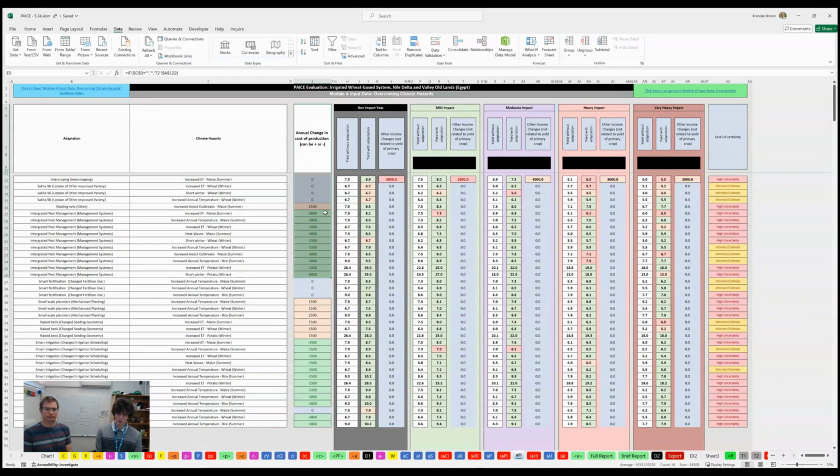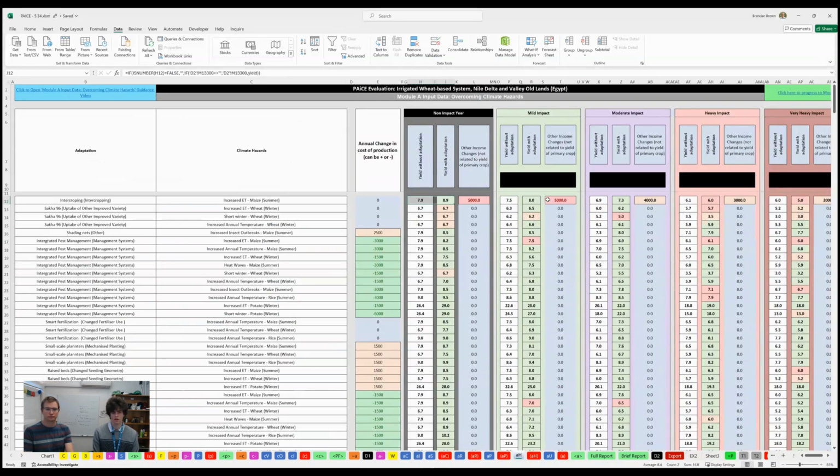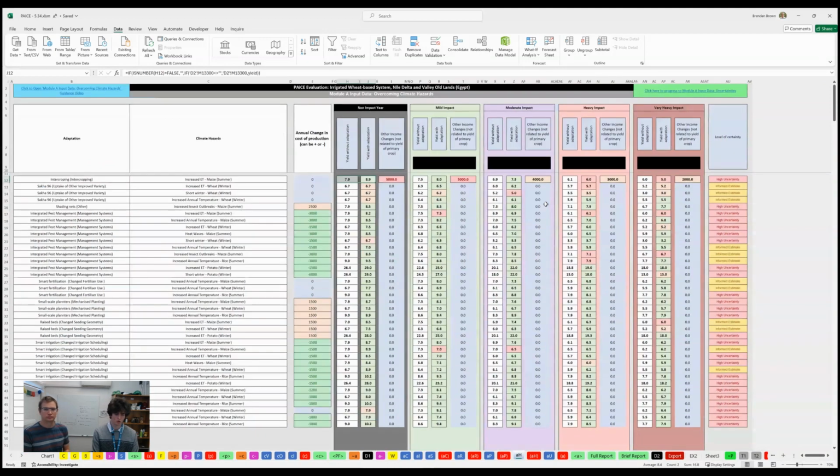So for yield in this one, it's slightly different to the previous module because you can actually have a yield with adaptation which is slightly lower than the yield without adaptation. So for instance, if the adaptation strategy is the uptake of a drought-tolerant variety, this might decrease the yield in a non-event year, but help to combat the climate change challenge in mild to very heavy impact years.